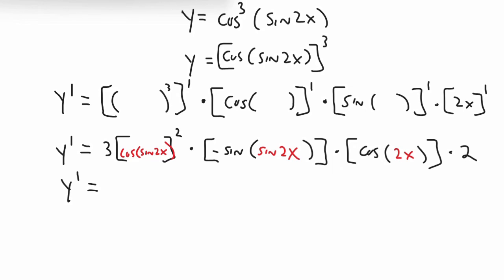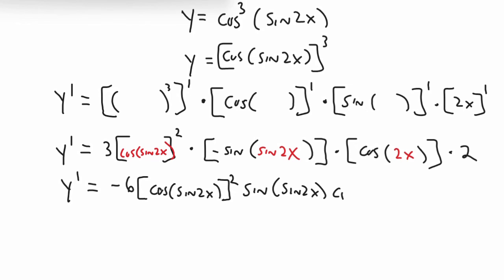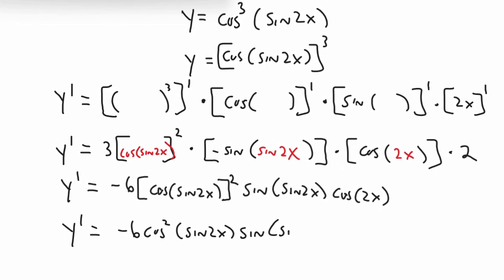Let's collect a few things here. So I'm going to collect the negative, the 3, and the 2. So we got negative 6, and we have cosine of sine 2x to the second, sine of sine of 2x, and then cosine of 2x. And finally, we can put the exponent on the cosine like this. That's how they usually do that. Sine 2x cosine of 2x.